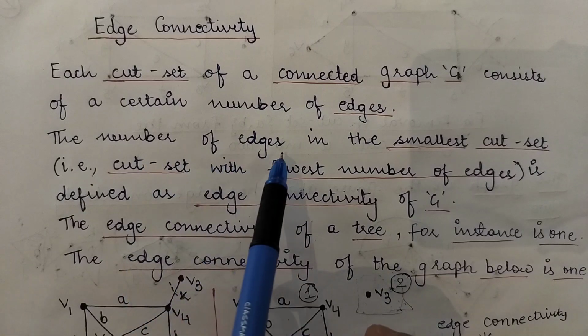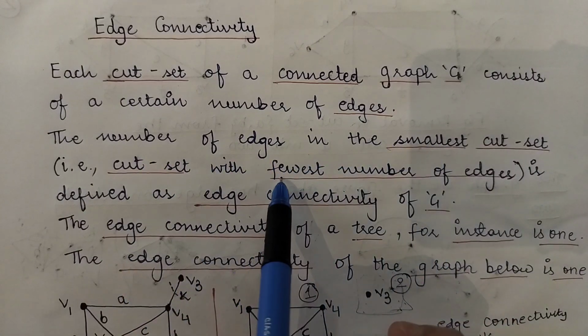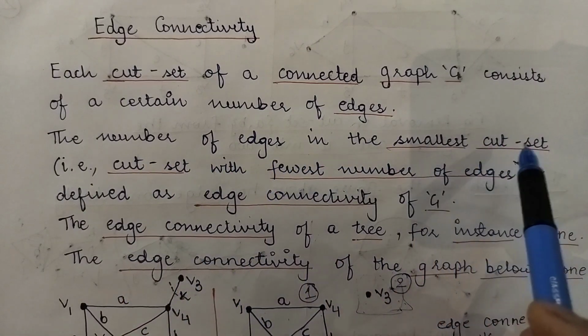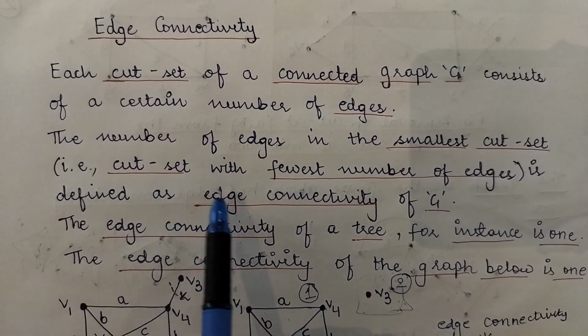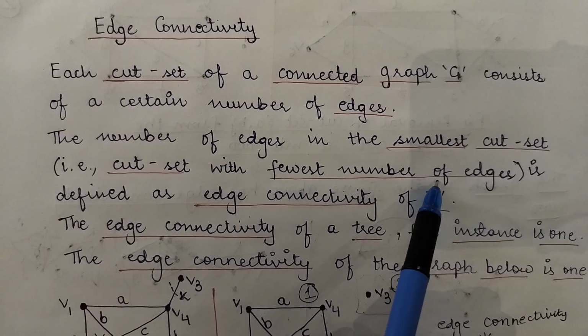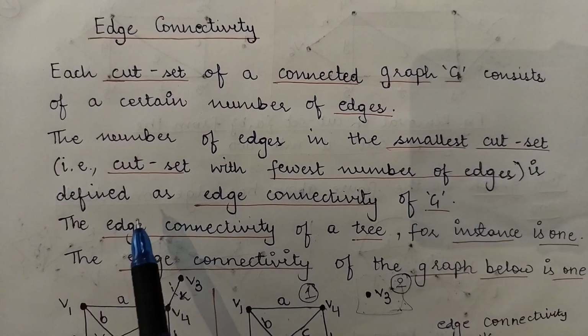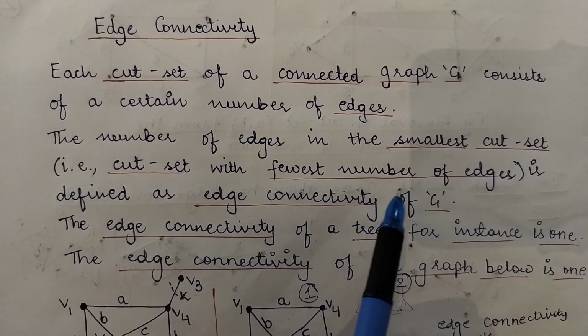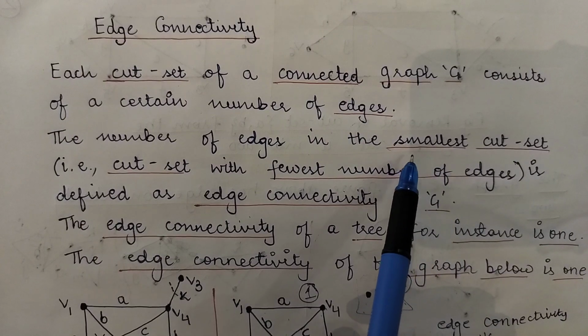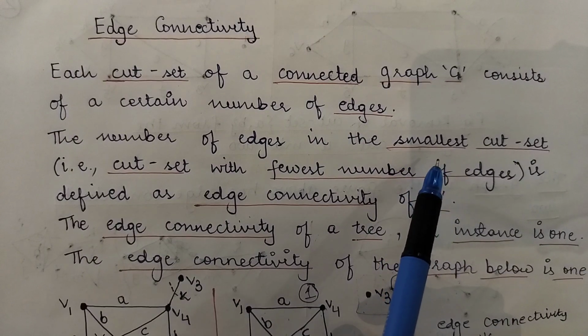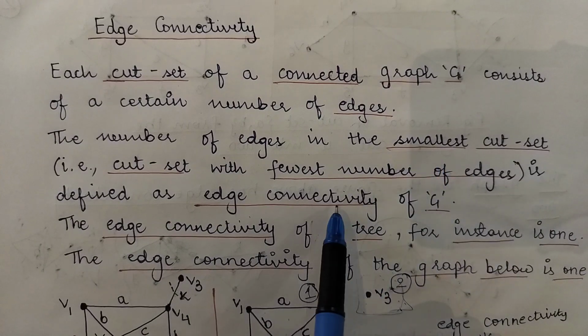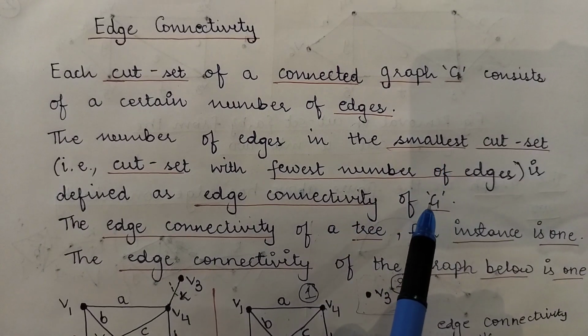Now, the number of edges in the smallest cut set, by which I mean the cut set which has the fewest edges among all the other cut sets, is defined as the edge connectivity of G. That means whatever the smallest cut set is, that cut set defines the edge connectivity of a connected graph G.